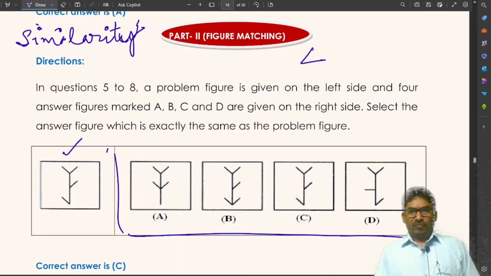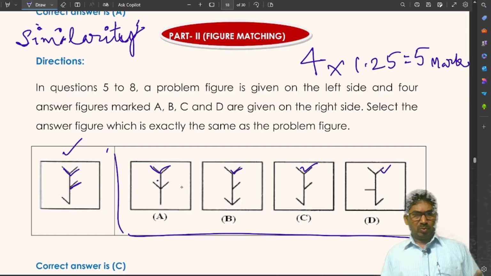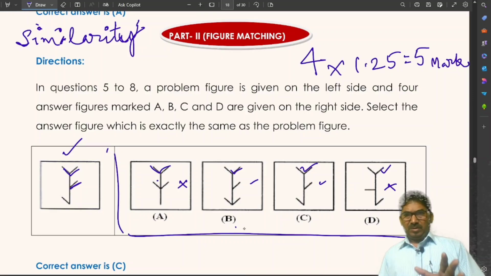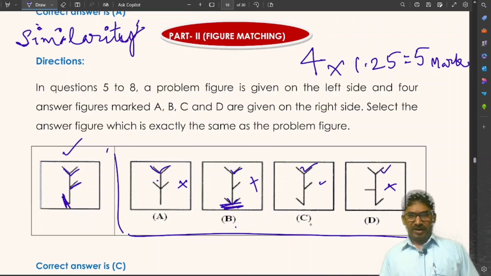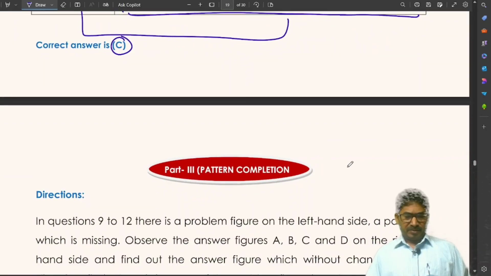In this also 4 questions are given, each question carries 1.25 marks, total 5 marks allotted for this part. So how to identify the similar figure? We have to identify the similar figure by observing part by part. Like this we have a line on one side in this one, okay, but this is different. These two are in competition to be the answer. Next, in this we have two-sided lines, so that's why this is not correct. So finally we identify the figure which is similar to this figure, so C is the absolutely correct answer. This is the method to identify a similar figure.